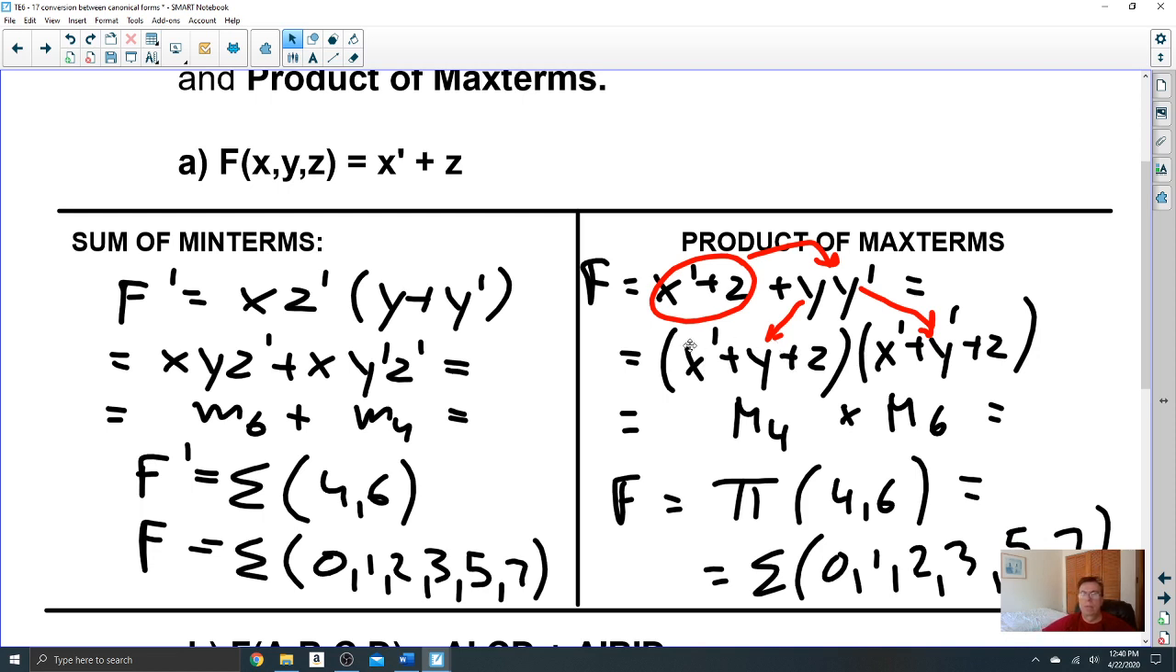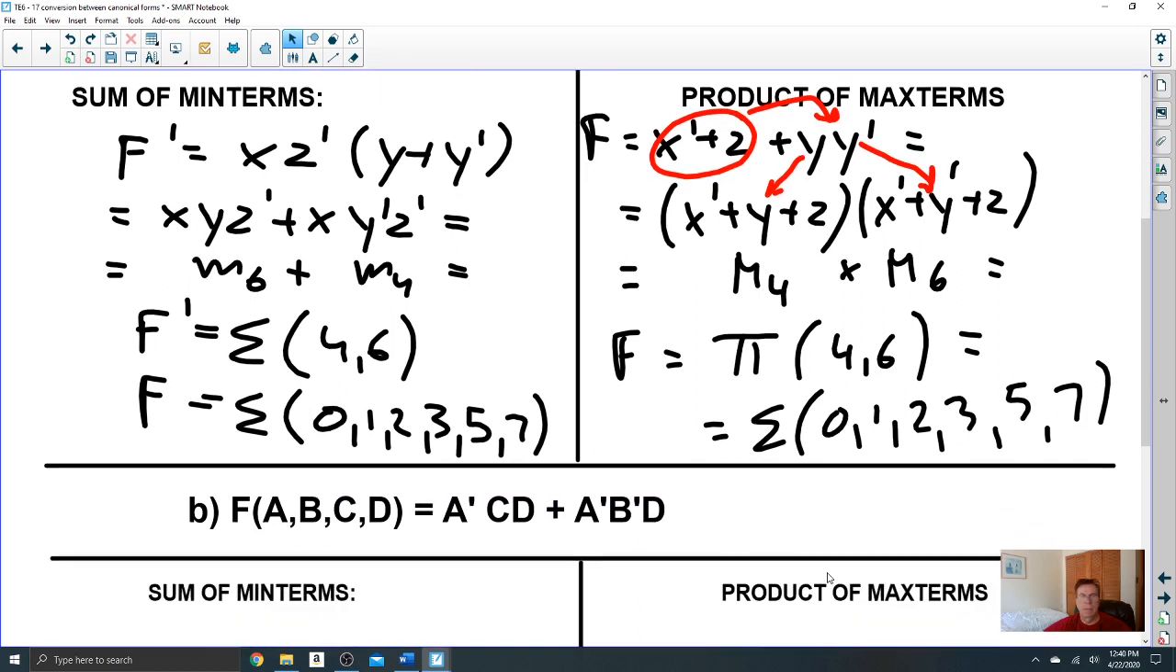Why Maxterm 4? Because when the variable is prime, you put 1 above it. 1, 0, 0 is Maxterm 4, and 1, 1, 0 is Maxterm 6. If this function is a product of Maxterm 4 and 6, that means the same function is the sum of minterms of the complementary subscripts. And as you see, this matches with the different ways, and we got the same results.